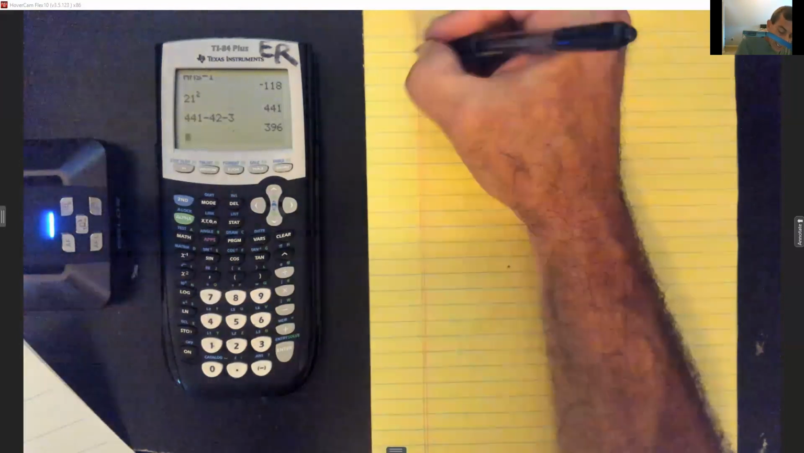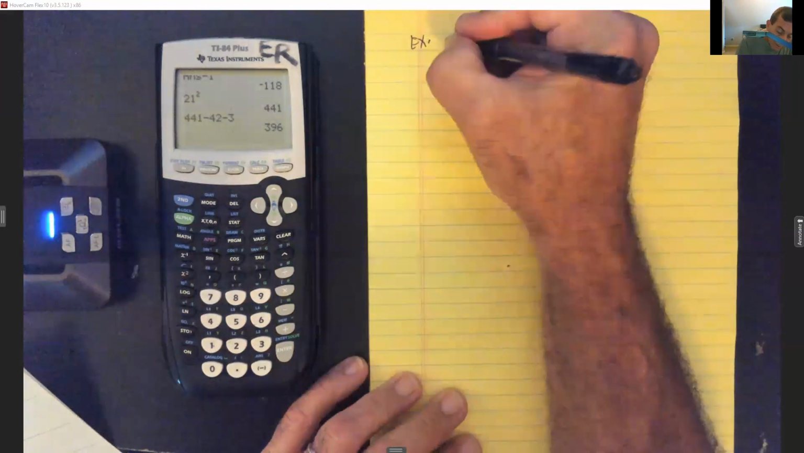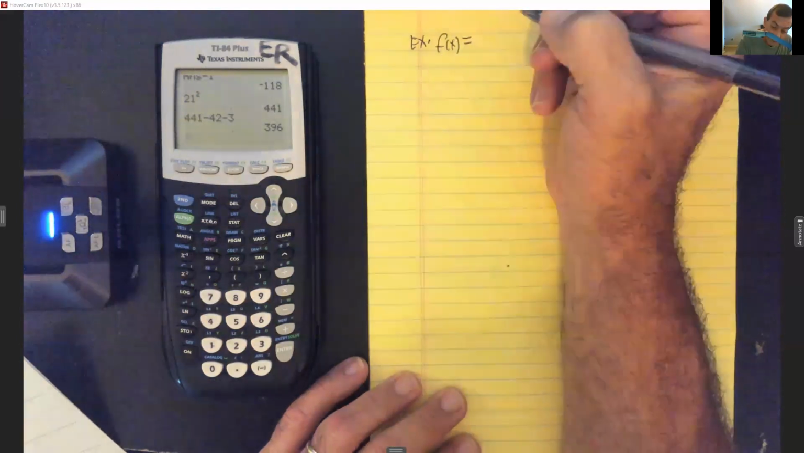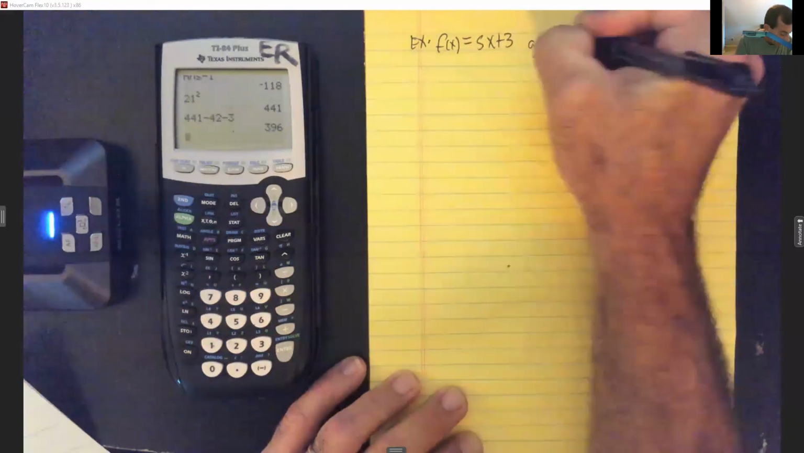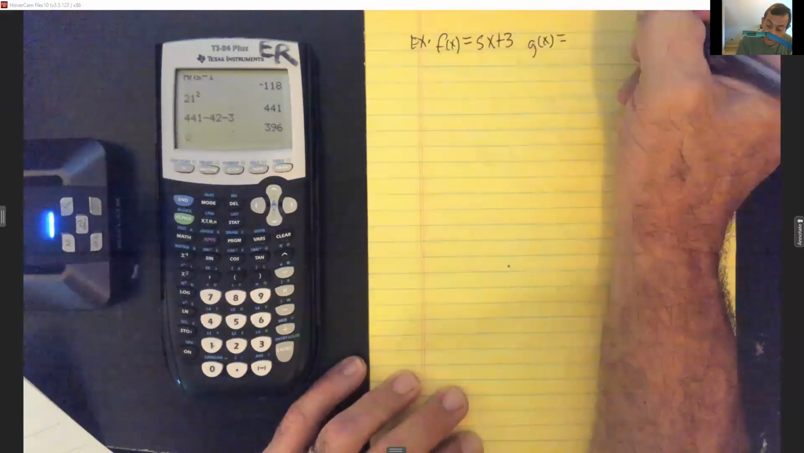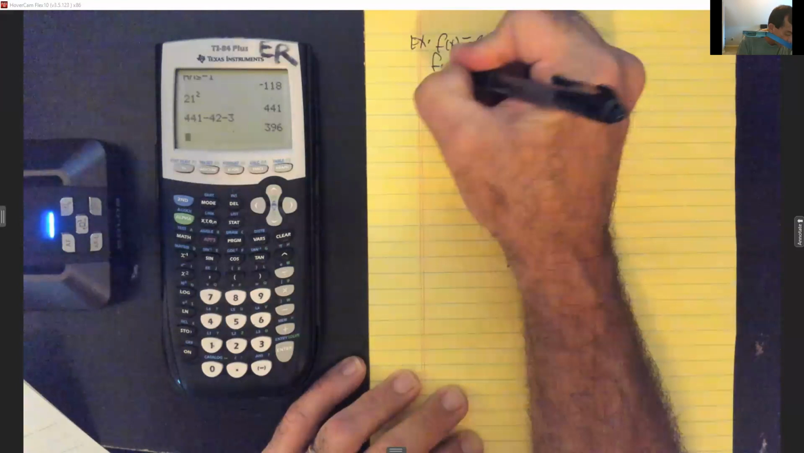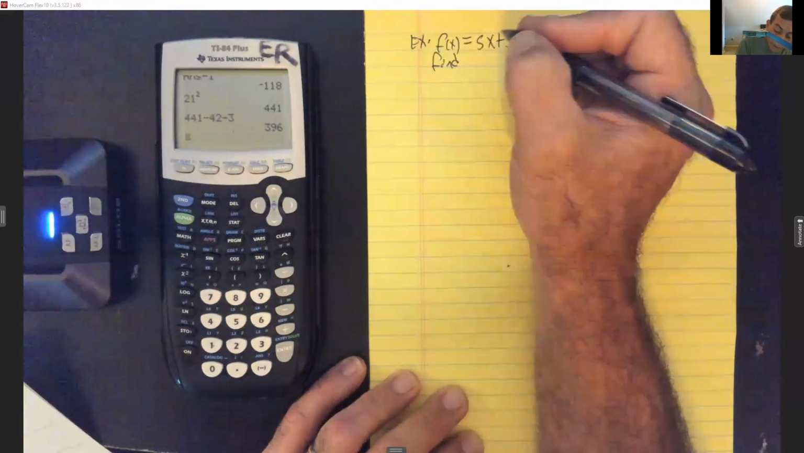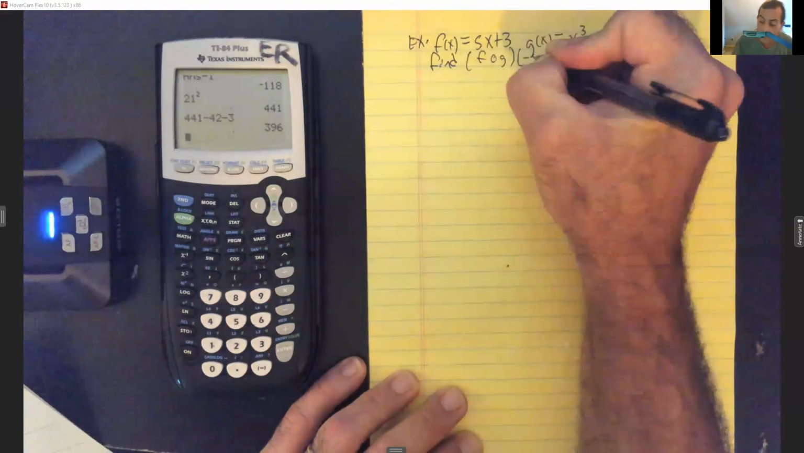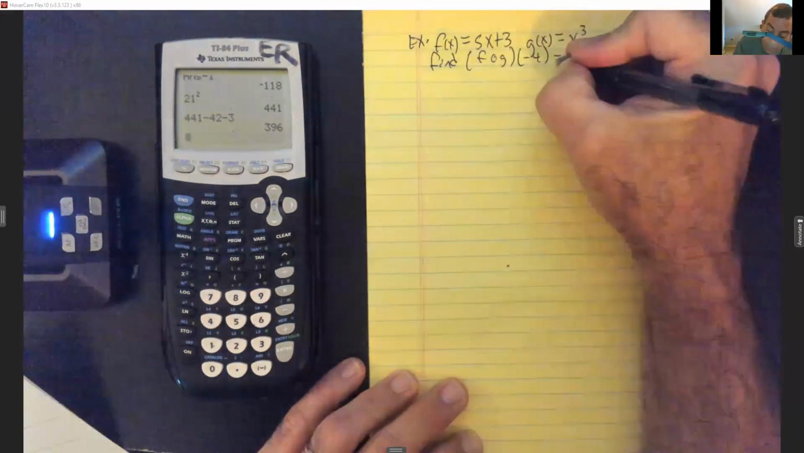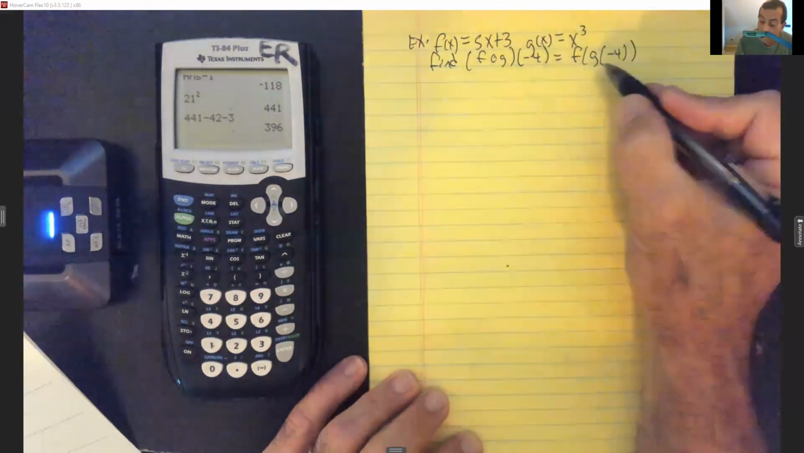All right, next example. f of x is going to equal 5x plus 3. g of x is going to equal x to the third. I'm going to find f of g of negative 4. So remember, this one's what? f of g of negative 4. So I've got to do the g of negative 4 first.